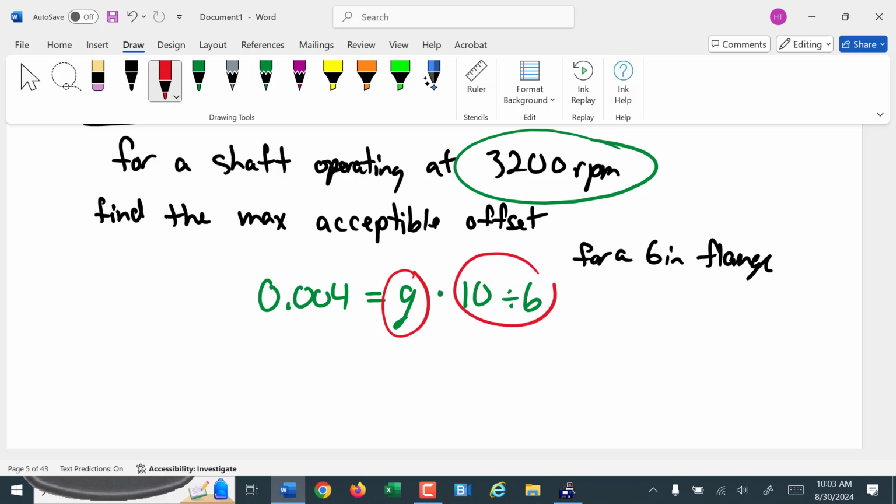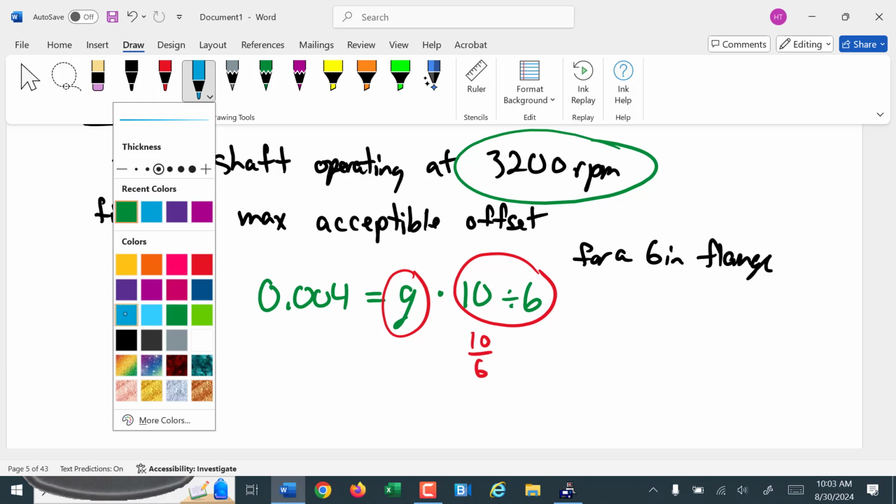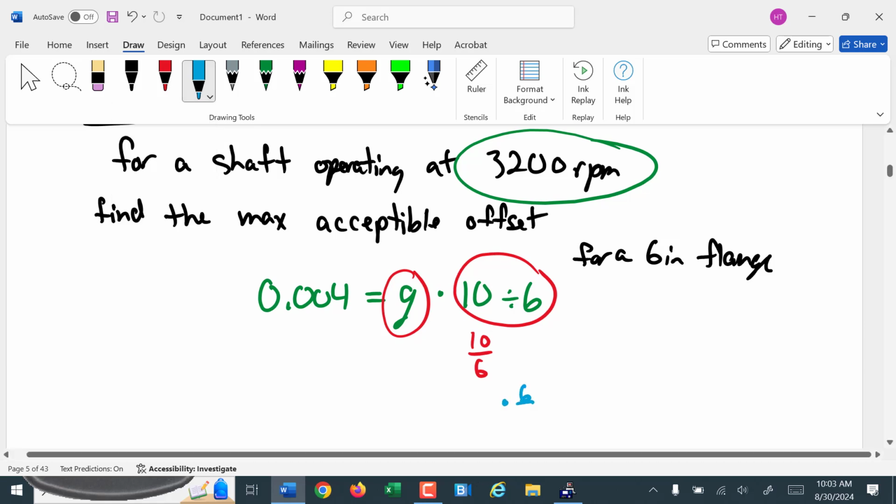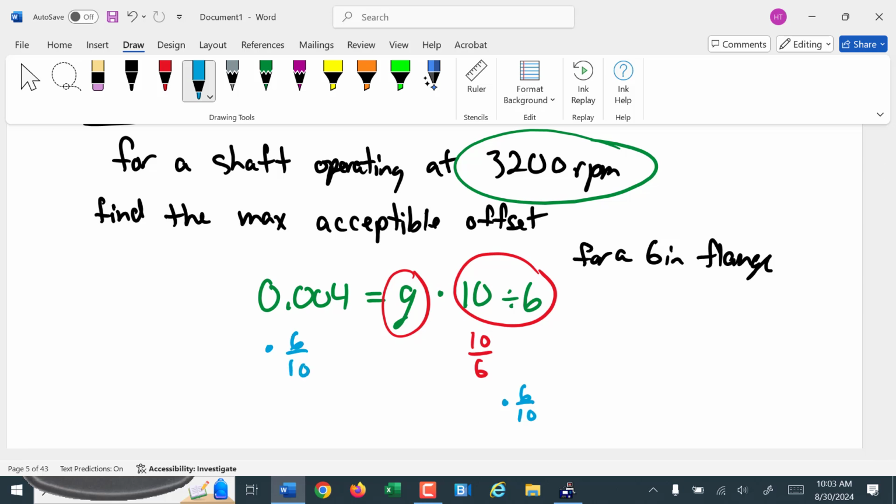Of course, the table is for 10 inches. That's divided by, we actually have a 6-inch flange. So we now have to solve this for little g. To do that, it's probably easier if you have the fraction calculator to list that as division as a fraction as 10/6. We would get rid of the 10/6 by either dividing by 10/6 or multiplying by the reciprocal of 10/6, which is 6/10.